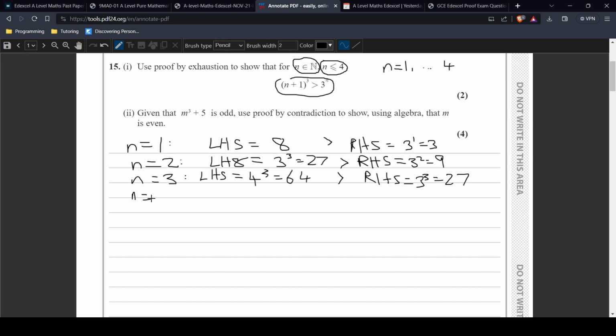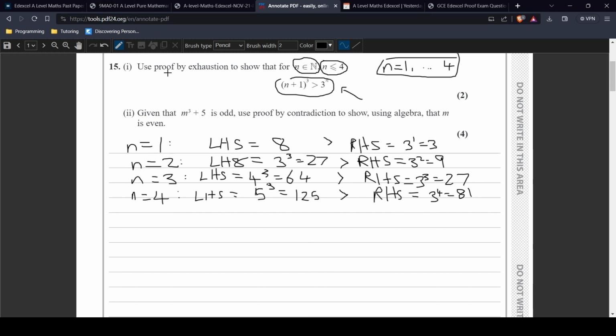And then finally for n equals 4, on the left hand side, we get 4 plus 1, which is 5. So 5 cubed is 125. On the right hand side, we get 3 to the power of 4, which is 81, and indeed 125 is bigger than 81. So that proves by exhaustion that (n plus 1) cubed is bigger than 3 to the n for n natural, less than or equal to 4.